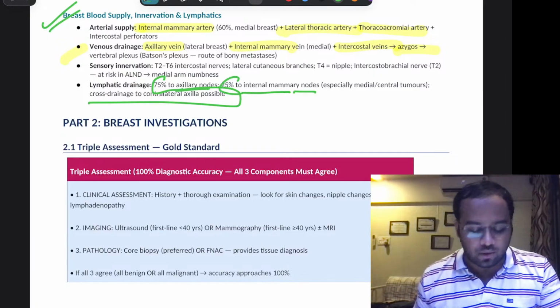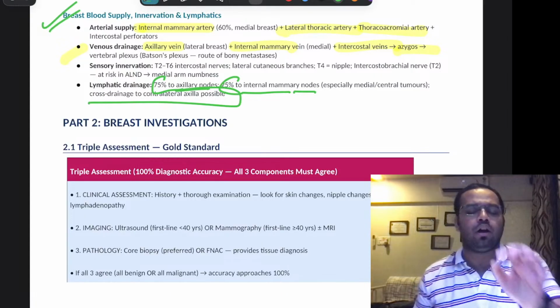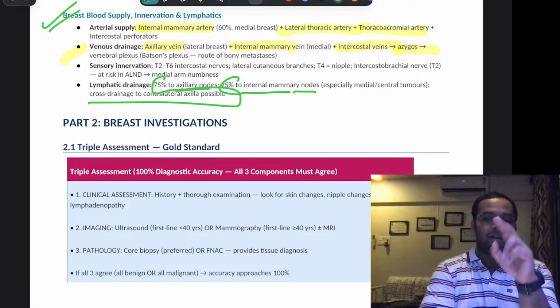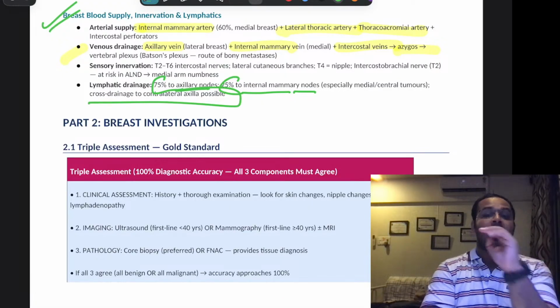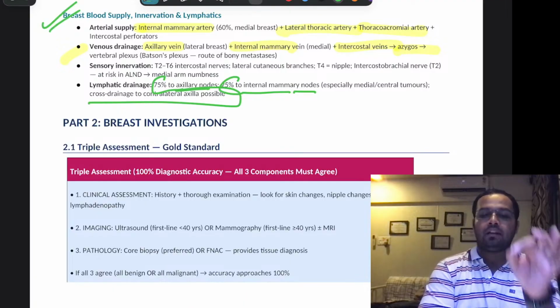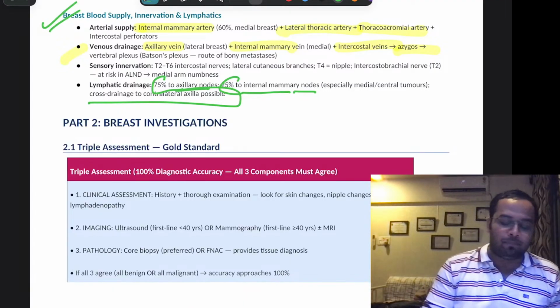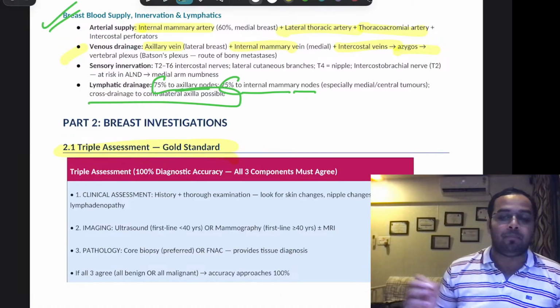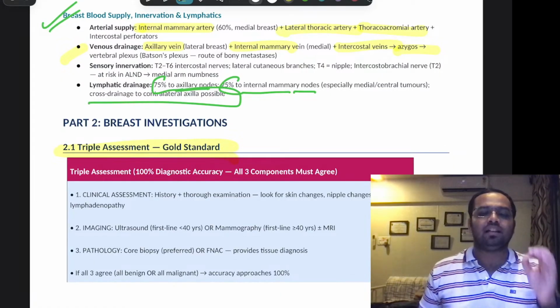Now we are going to talk about what is important. So how you are going to manage any patient of breast pathology. So any breast pathology, may it be breast pain, may it be nipple discharge, may it be nipple retraction, any patient of the breast comes to you, there is going to be a proforma which is called a triple assessment. So any breast disorder comes to you, you are going to follow the standard of triple assessment of the breast. What is the triple assessment?